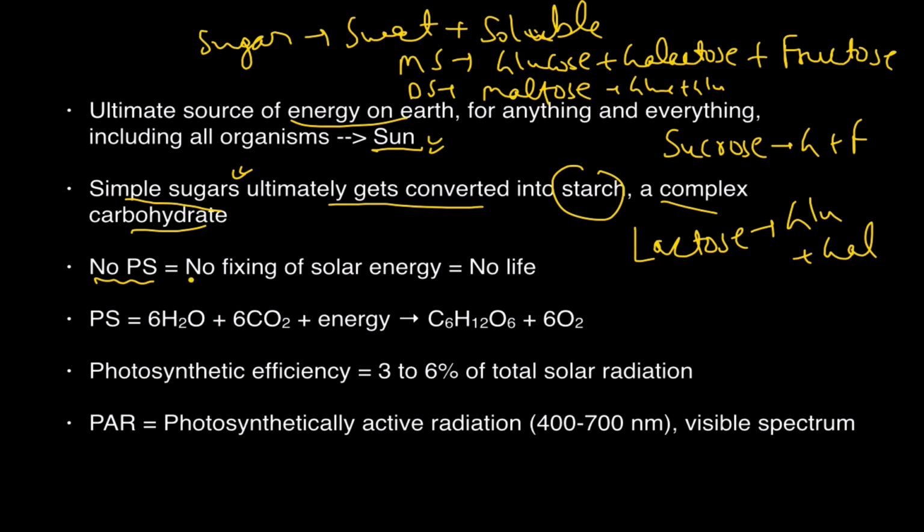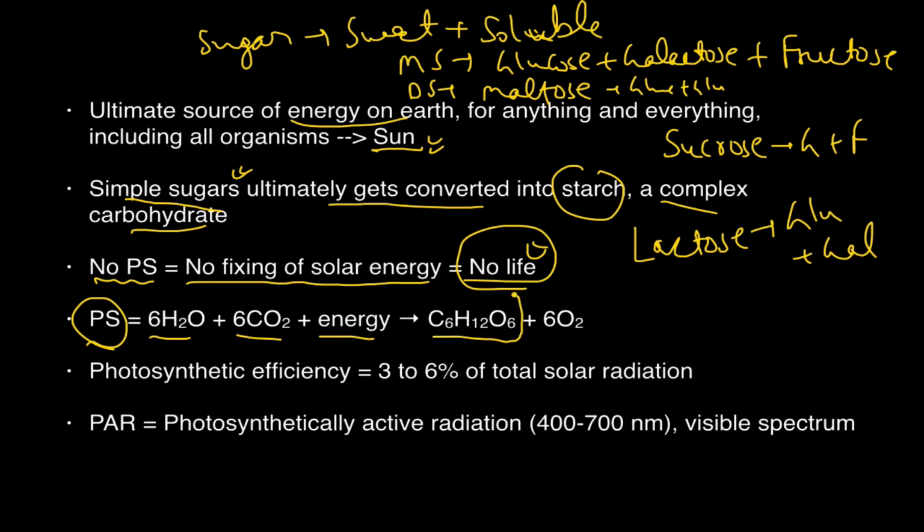Now, no photosynthesis, there will be no fixing of solar energy and there will be no life. Okay, photosynthesis की basic reaction होती है 6 water plus 6 carbon dioxide plus energy gives C6H12O6, which is nothing but glucose. The same formula is of fructose, but the structure is entirely different, plus 6 oxygen.